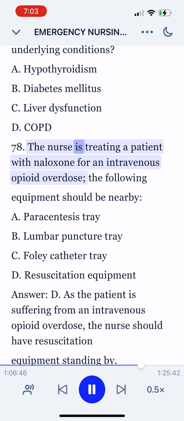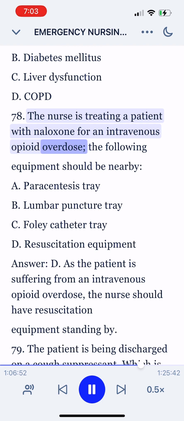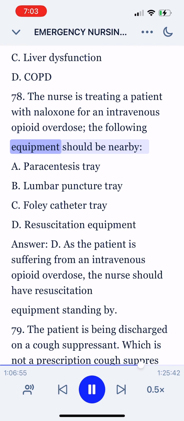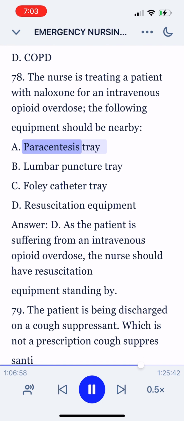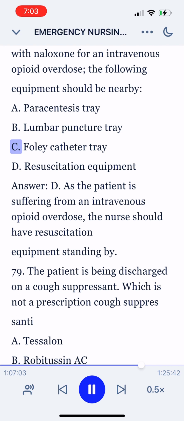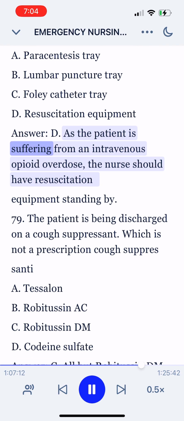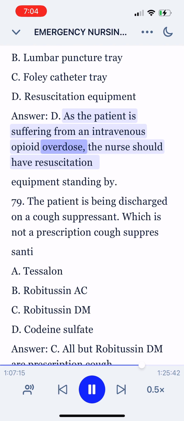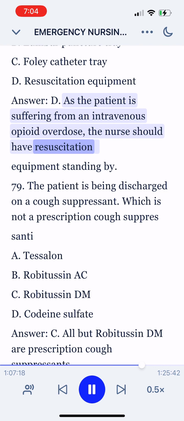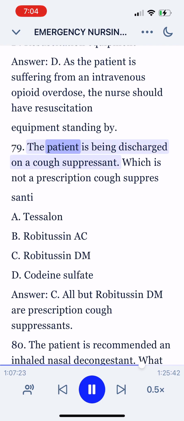78. The nurse is treating a patient with naloxone for an intravenous opioid overdose. The following equipment should be nearby: A. Paracentesis tray. B. Lumbar puncture tray. C. Foley catheter tray. D. Resuscitation equipment. Answer D. As the patient is suffering from an intravenous opioid overdose, the nurse should have resuscitation equipment standing by.